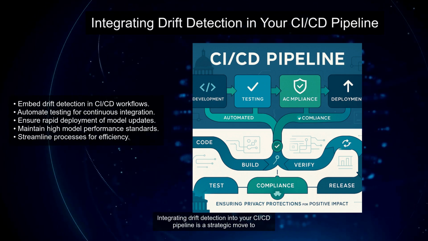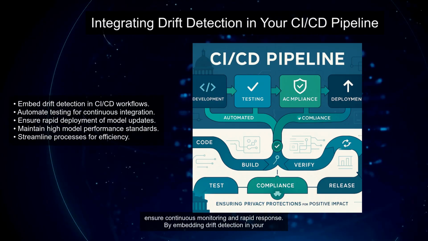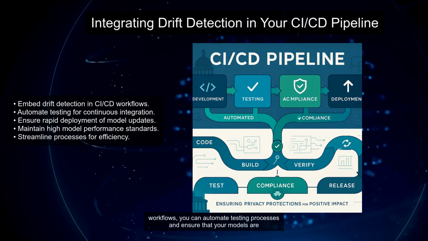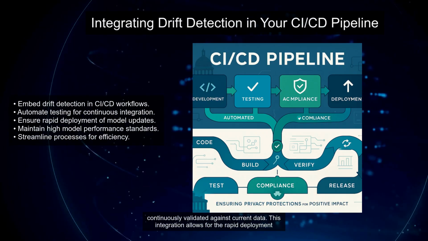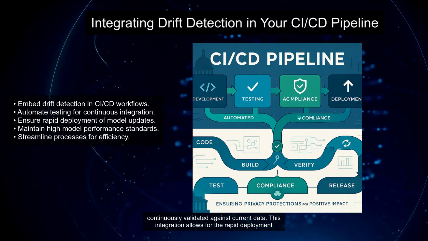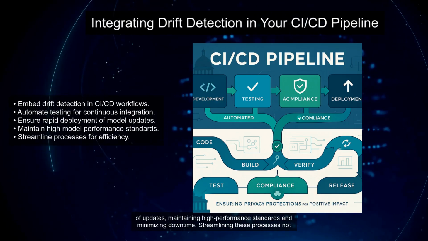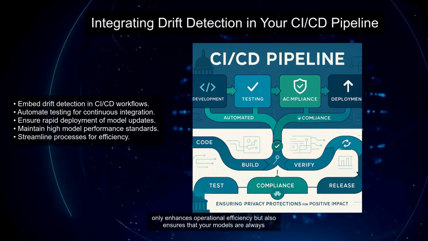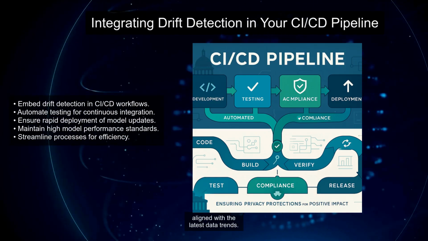Integrating drift detection into your CI/CD pipeline is a strategic move to ensure continuous monitoring and rapid response. By embedding drift detection in your workflows, you can automate testing processes and ensure that your models are continuously validated against current data. This integration allows for the rapid deployment of updates, maintaining high-performance standards and minimizing downtime. Streamlining these processes not only enhances operational efficiency but also ensures that your models are always aligned with the latest data trends.